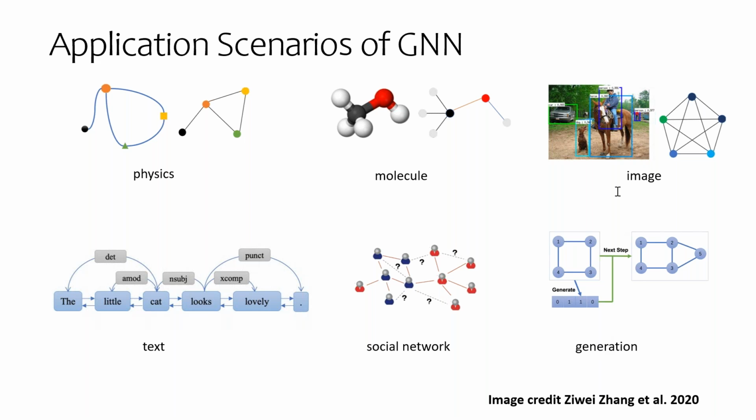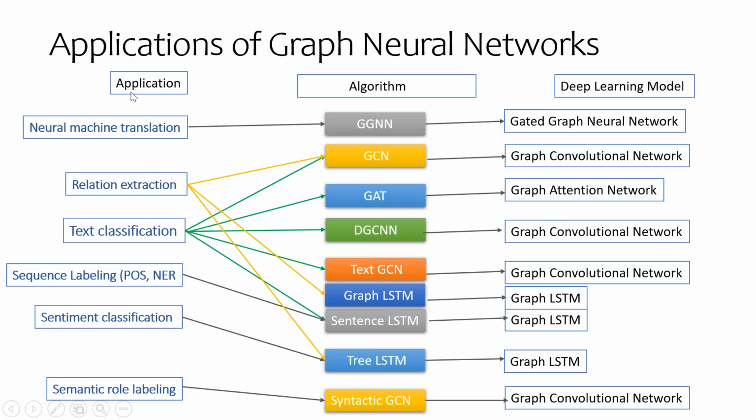There is a question: what is F and what is it doing in the code. I will come to that. I will have the code demo so that I can quickly discuss that. We are almost at the end of the slides. On the left side you see the applications. These are mostly NLP applications like neural machine translation, relation extraction, text classification, sequence labeling, sentiment classification, and semantic role labeling.